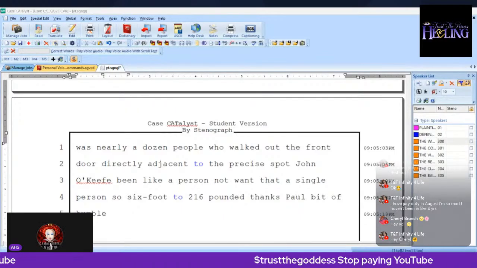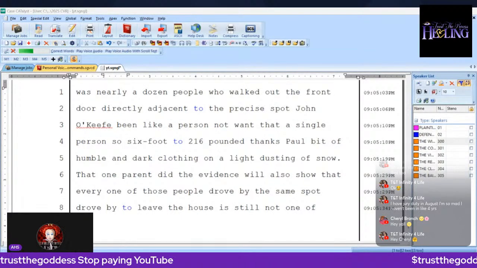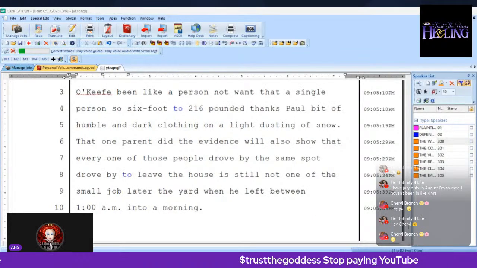Then the evidence will also show that every one of those same people drove by that same spot, not walked by it, drove by it to leave the house, and still not one of them saw John laying in the yard when they left between 1 a.m. and 2 a.m. in the morning. But you know who else you will find never saw a body on that lawn?